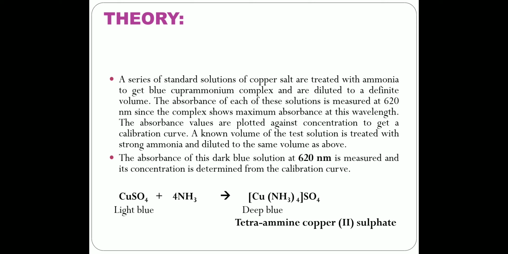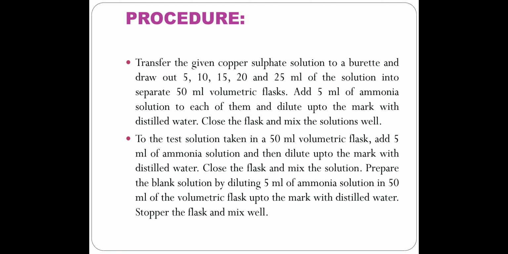Once the solutions are tested for their absorbance, those absorbance values are plotted against concentration to get the calibration curve, and a known volume of the test solution is also given to detect the concentration of copper ions in that solution. Now in the procedure, the total number of solutions prepared is 7. Out of 7, one is a blank solution and another is a test solution. The remaining 5 solutions are those where the concentration of copper is known to us.